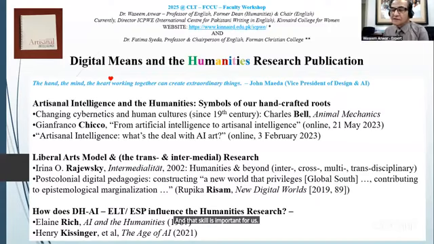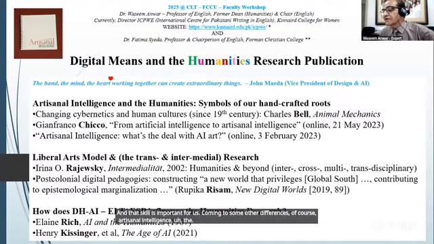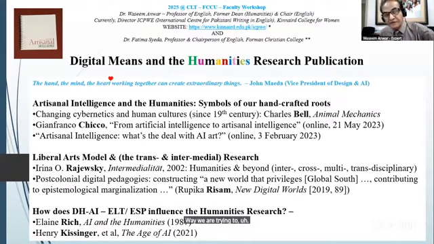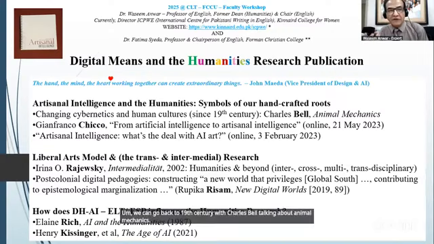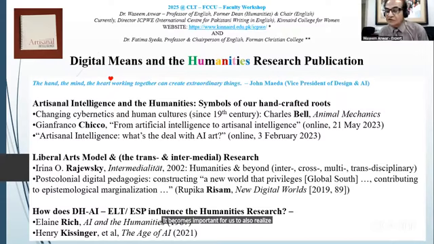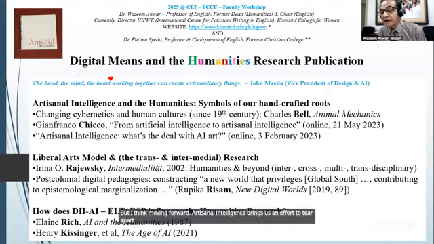Coming to some other references, of course, artisanal intelligence, the way we are trying to deal with it now in terms of quality, in terms of aesthetics. We can go back to the 19th century with Charles Bell talking about animal mechanics. It becomes important for us to also realize how the world of nature operates. But moving forward, artisanal intelligence brings us an effort to tear apart the market-driven art consumption.